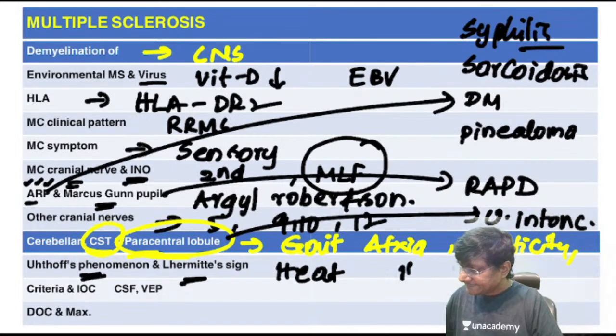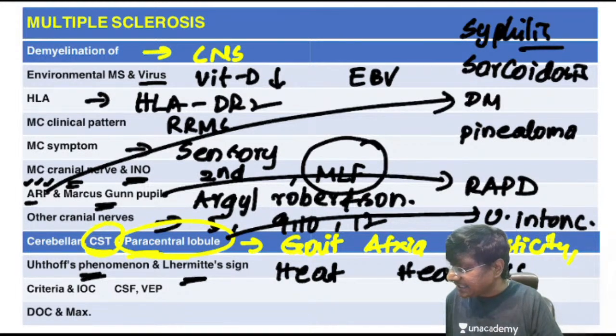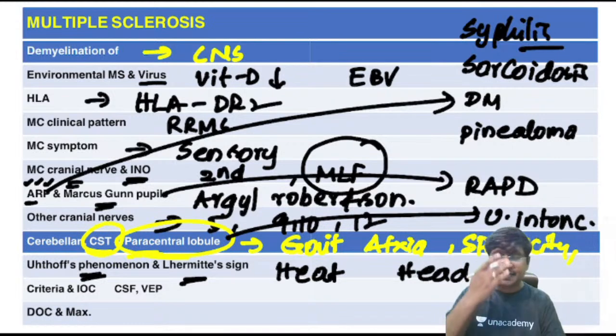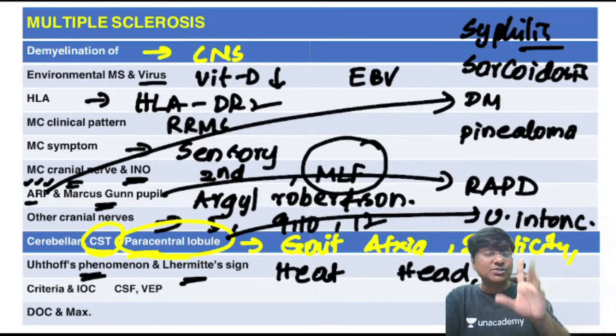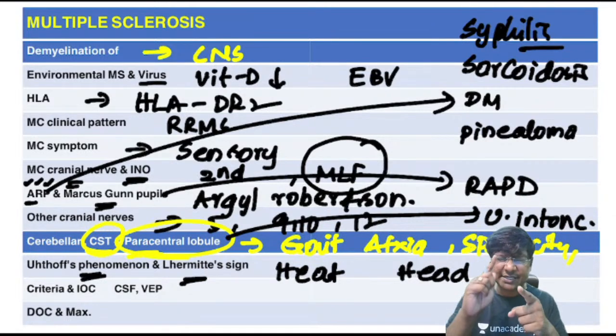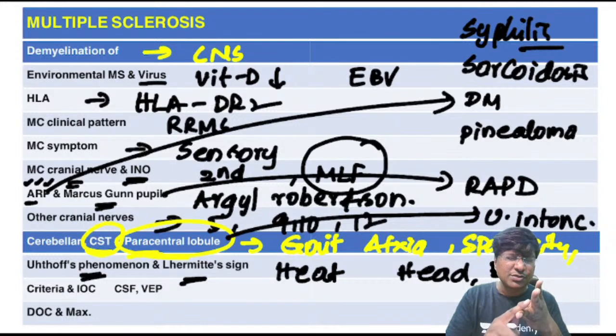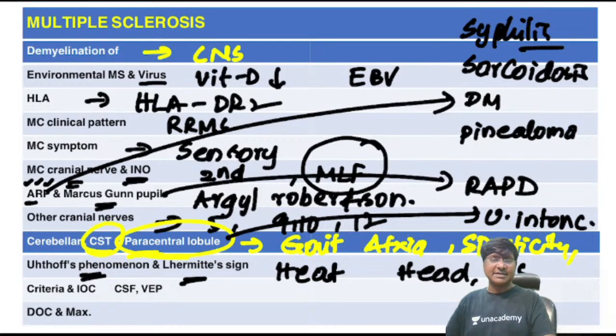Next, the other important point is that this Lhermitte sign is also called the barber chair sign. Why is it called barber chair sign? Because in front of the barber you will be folding the neck and sitting, so that the individual can have a proper haircut. So that is why it is called barber chair sign. The other conditions where you can have this barber chair sign are tabes dorsalis, multiple sclerosis, cervical spondylosis, and syringomyelia.